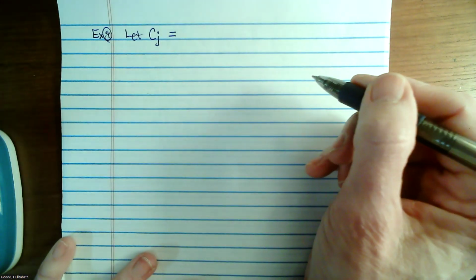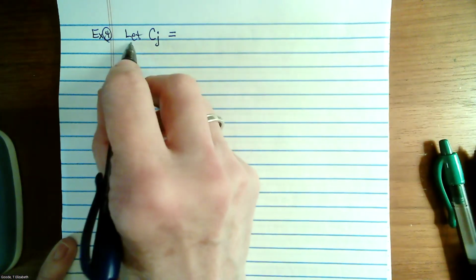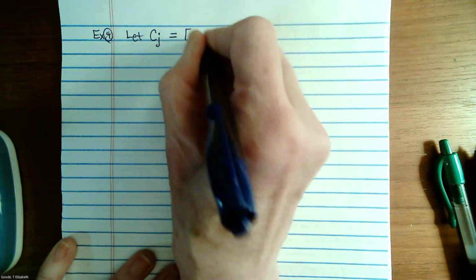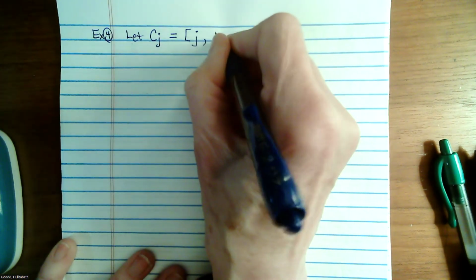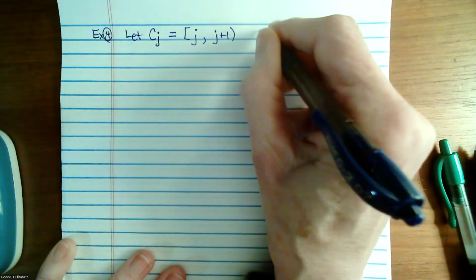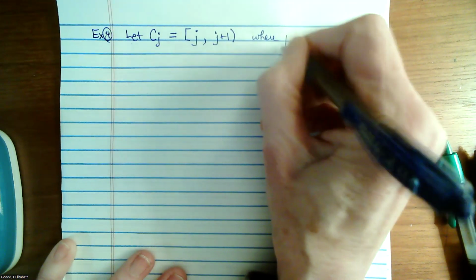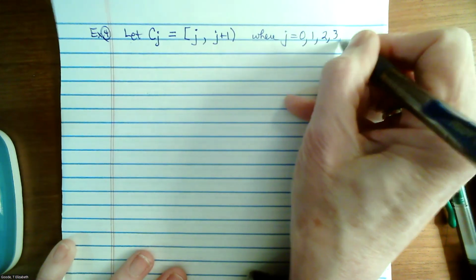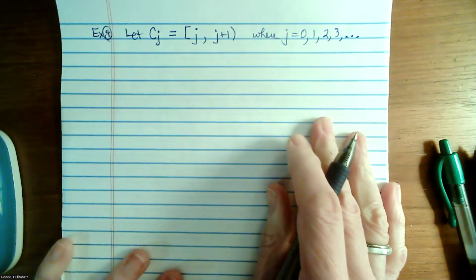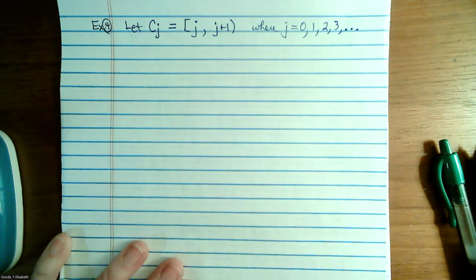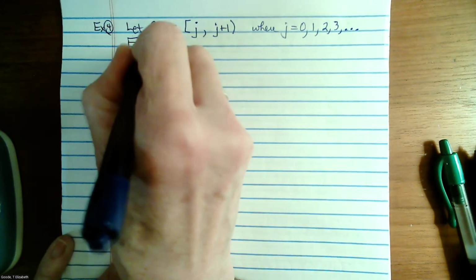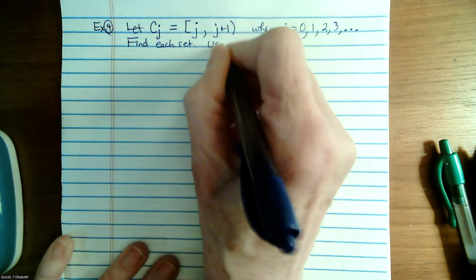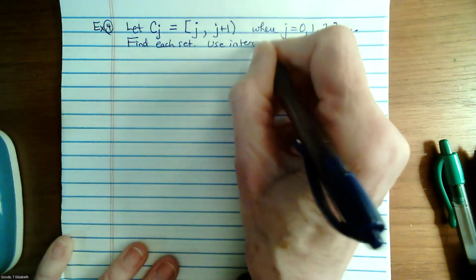Okay, the last one that we're going to do is let C sub j be the set, square bracket j, comma, j plus 1 soft bracket, where j is equal to 0, 1, 2, 3, dot, dot, dot. Find each set, use interval notation. And then there'll be the question about pairwise disjointness.